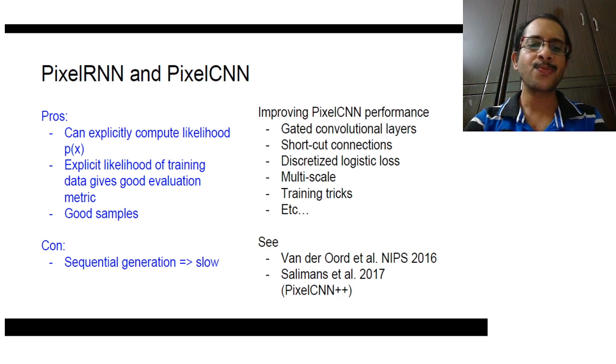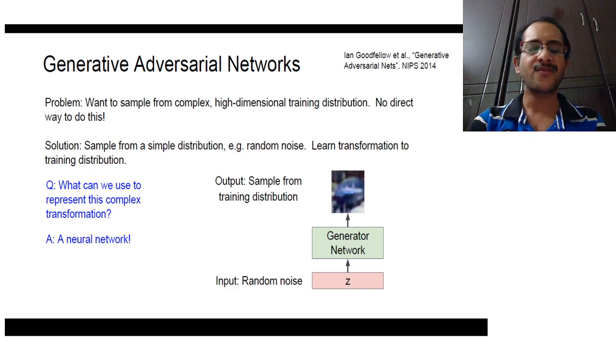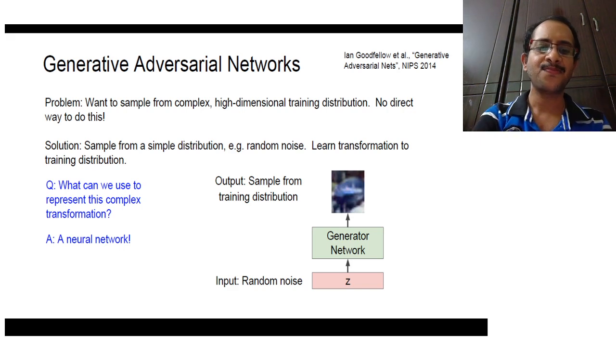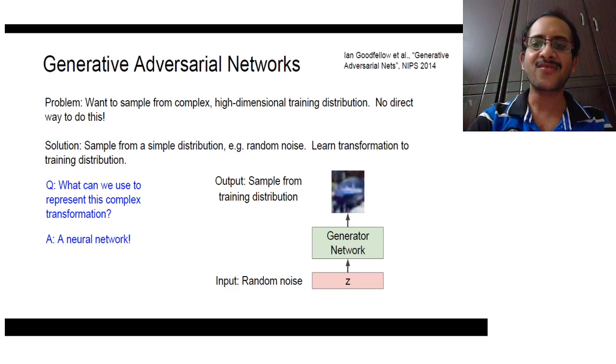And usually it is very time-consuming because the images are of high dimension, and generating an image at a stretch gives us a good reduction in terms of the time with which we can generate more and more images or samples. Now let us come to the discussion on what generative adversarial networks are.